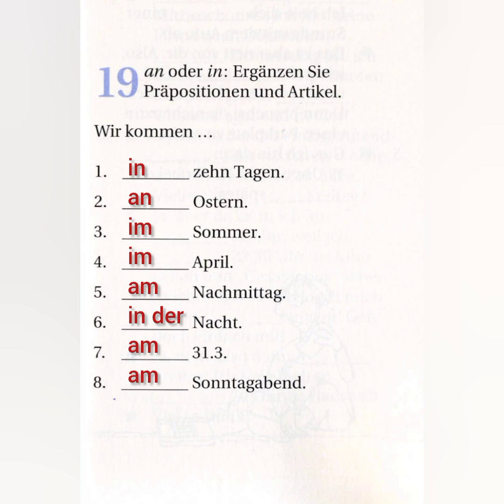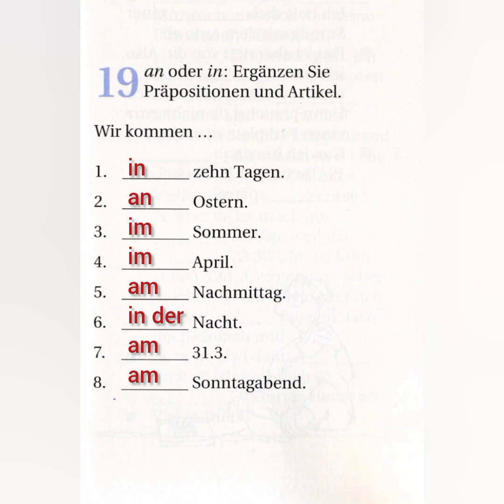Number 2, Ostern. So normally when talking about Ostern, Easter, and Weihnachten, Christmas, we normally use an. So we use an when referring to Easter and also Christmas, yeah? So that you now say, wir kommen an Ostern. We are coming during Easter or on Easter.